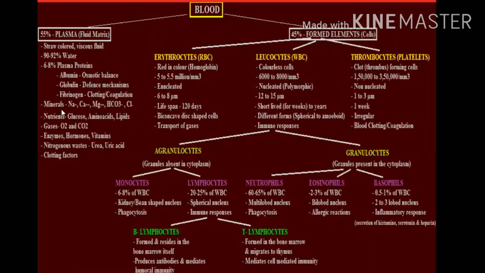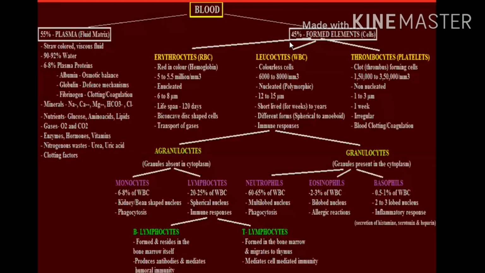Minerals are also present, like sodium, calcium, magnesium, bicarbonate, and chloride ions. Nutrients like glucose, amino acids, and lipids are present. Gases are oxygen and carbon dioxide. Other than that, enzymes, hormones, vitamins, and nitrogenous waste like urea and uric acid are also present. There are many clotting factors also present in the plasma.